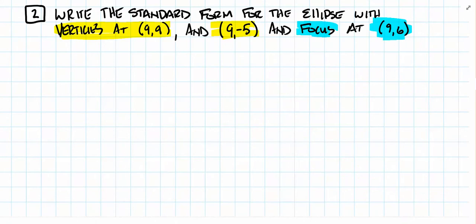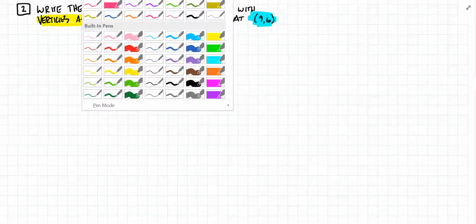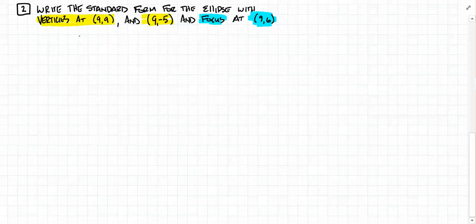Okay, let's do this one then. Write the standard form for the ellipse with vertices at 9, 9, and 9, negative 5, and a focus at 9, 6. So again, I would suggest that you start graphing these things so you can get an idea of what it looks like. Okay, so let's see here, 9, 9. So I'm going to draw this out like this, and then 9, negative 5. So hopefully this will work for me here.